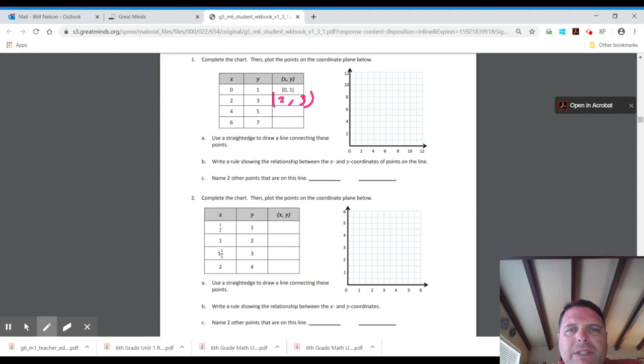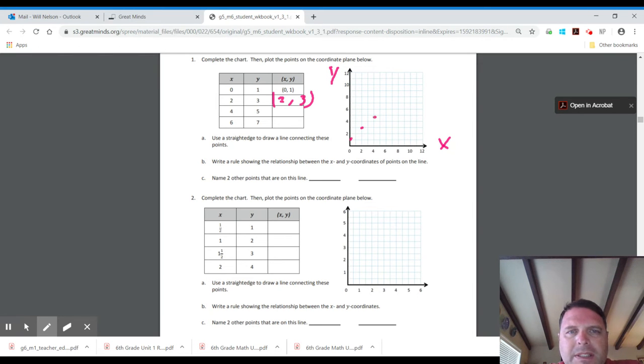Then they want you to plot the points. So 0, 1. So 0 is at the bottom. Look at the x. X is at the bottom, remember? And y is on the top. Okay. So we're at 0 and 1. So there's your first point right there. Next one is 2, 3. So go to 2 and go up to 3. Okay. The next one is 4, 5. So 4 over and then 5 up.